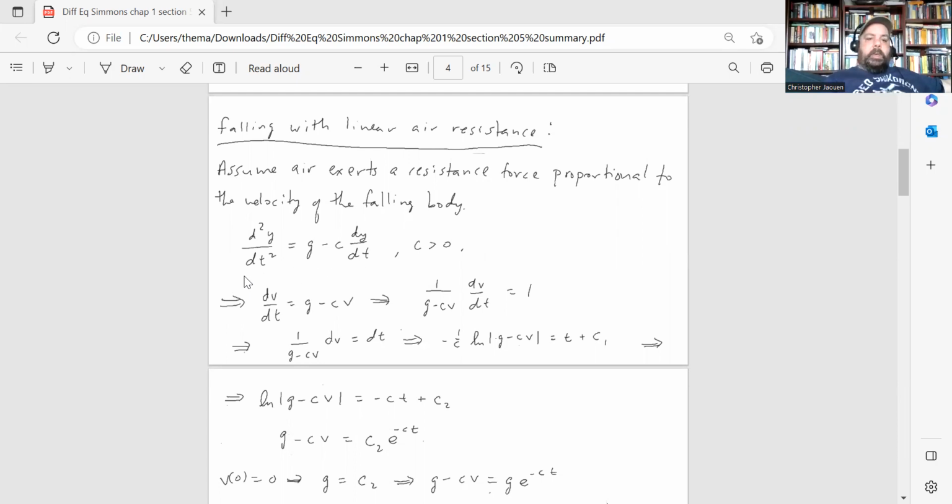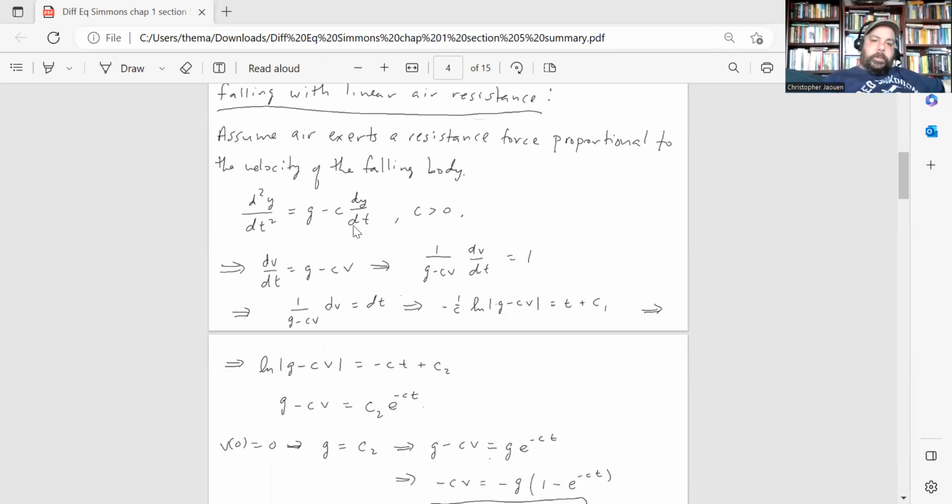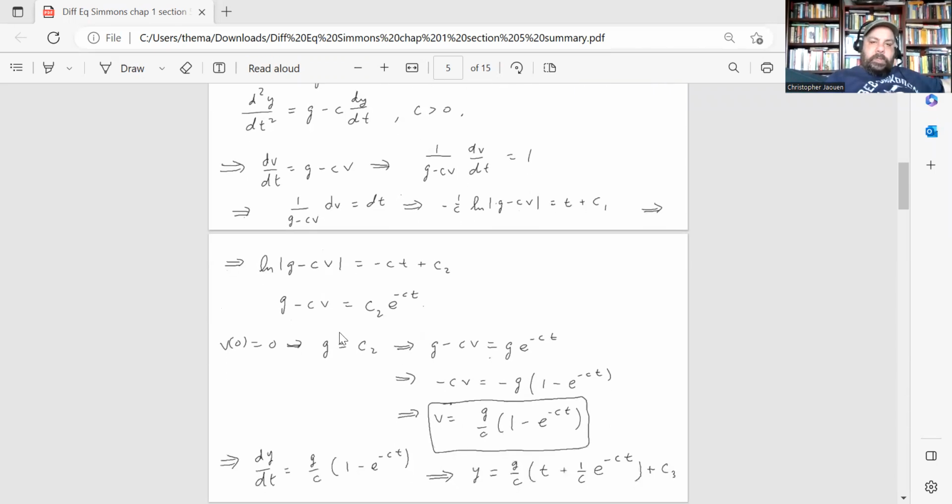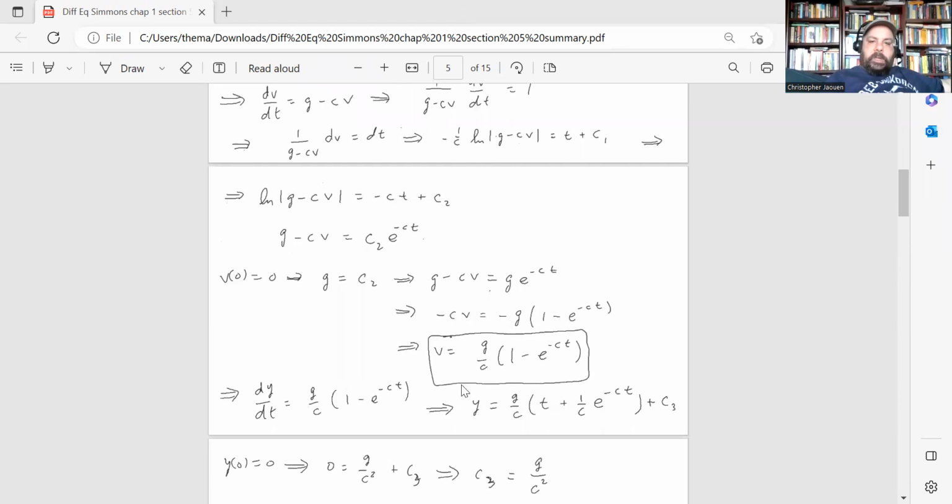This is a linear second order non-homogeneous ordinary differential equation. You can solve this by reducing the order. The second derivative of position is the first derivative of velocity, and the first derivative of position is just the velocity. So you actually get a first order ODE here, which you can solve by separating variables, unsurprisingly. And then you just solve that, you find your antiderivatives and so on. And when you go through the process of solving everything, then you get this equation here for the velocity.